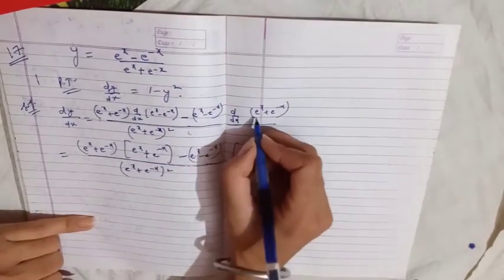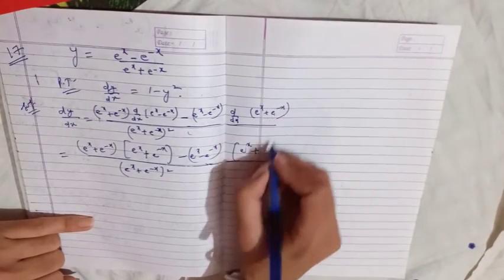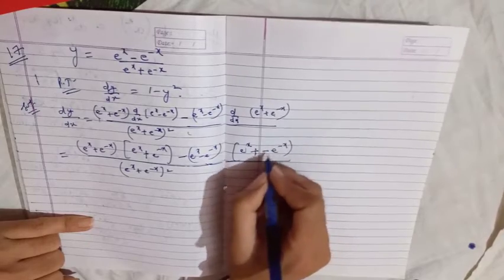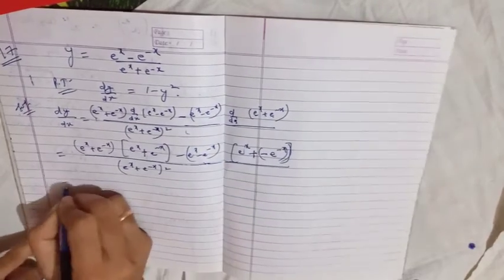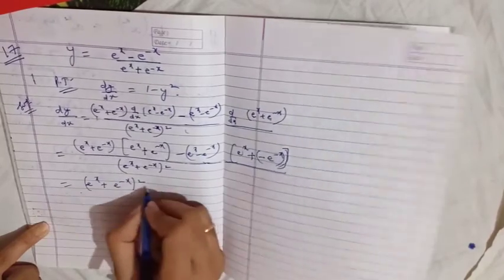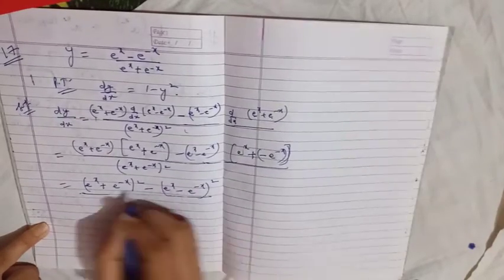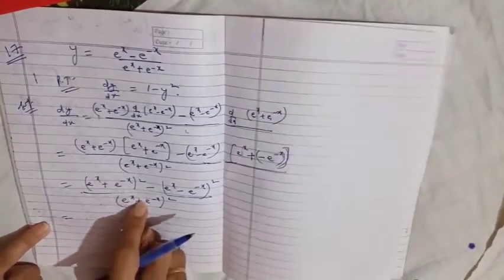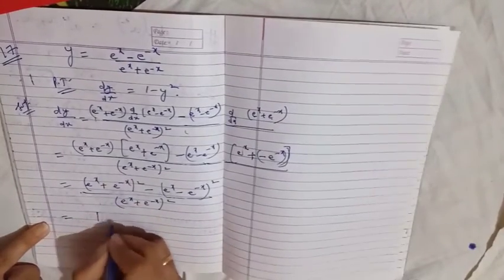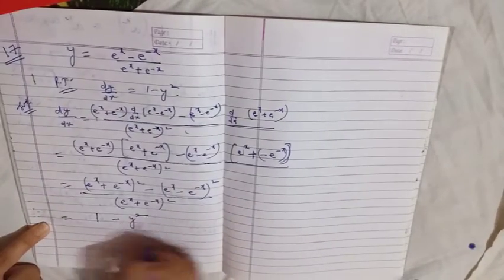Similarly here, the derivative of e power x is e power x, plus the derivative of e power minus x, which is minus e power minus x, right? So it will become e power x plus e power minus x whole square minus e power x minus e power minus x whole square, over e power x plus e power minus x whole square. Separating the terms, this and this term will cancel. So here it is 1 minus this over this, which is y, so it will be y square, hence proved.